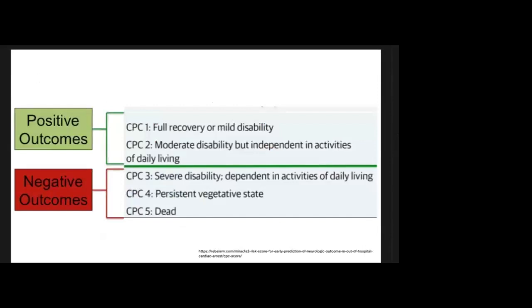You've probably heard it, but what does that really mean? Unless you're really getting deep into the CARES data, probably no. So a 1 or a 2 is basically you have a full recovery, or you have a very mild disability, or perhaps you have a moderate disability, but you're independent in your ADLs. So you're able to take care of yourself, maybe have a job. So pretty much back to normal or as close to it as possible. That is what we say a neurologically positive outcome is. Otherwise, 3, 4, and 5 start to get progressive states of disability.